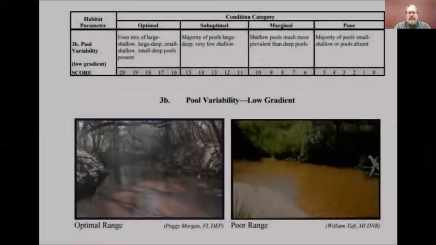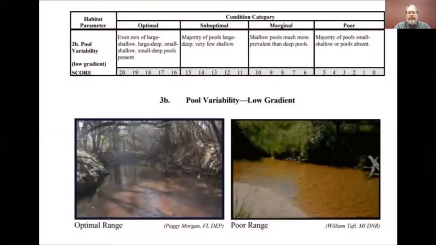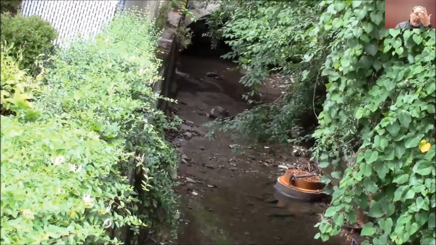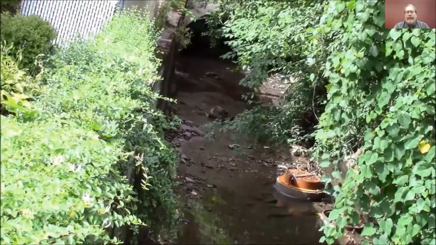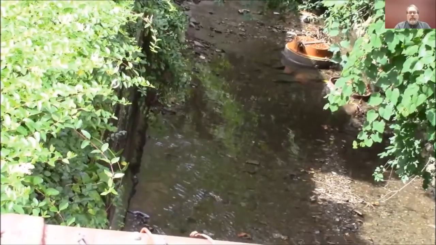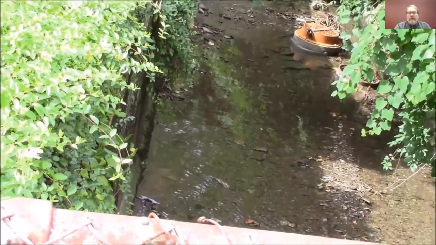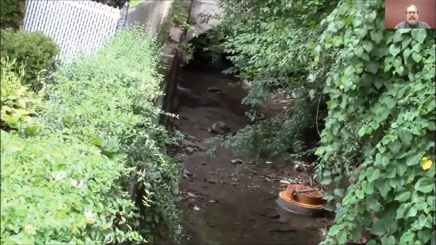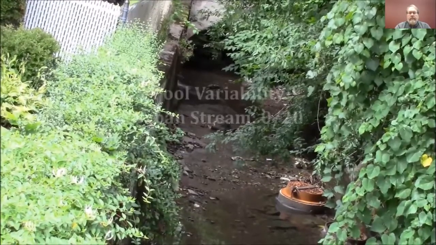The next category is pool variability. Pool variability rates the level of variety of the pools within a stream based on both size and depth. In terms of pool variability, there's really none to speak of for the urban stream. Both the size and depth of the urban stream are virtually uniform throughout, likely due to the surrounding neighborhood, which has altered the stream. Verdict: poor, 0 out of 20.